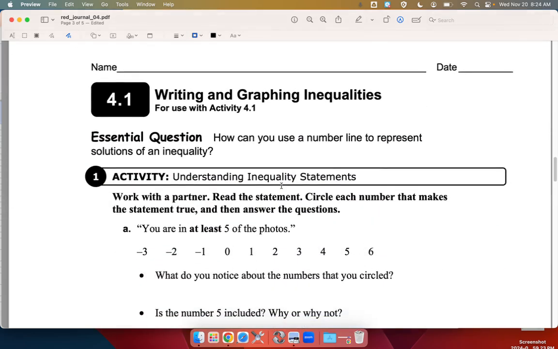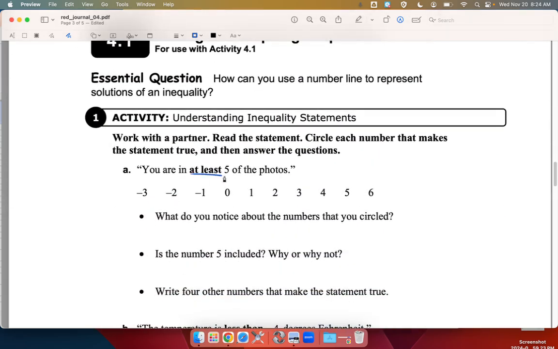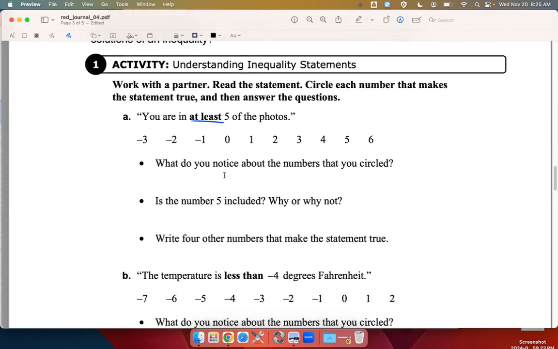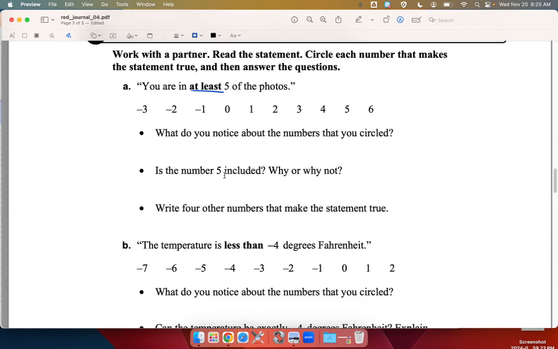Now, to understand some of these phrases, like at least, when we talk about graphing, we're going to do this very quickly again. It says work with the partner. You normally would be writing this in, but since we're just watching the video, I'll do it. When we talk about you're in at least 5 of the photos, circle the numbers that work for that. At least 5. If you're in at least 5 photos, that means you could be in 5, you could be in 6, you could be in more.